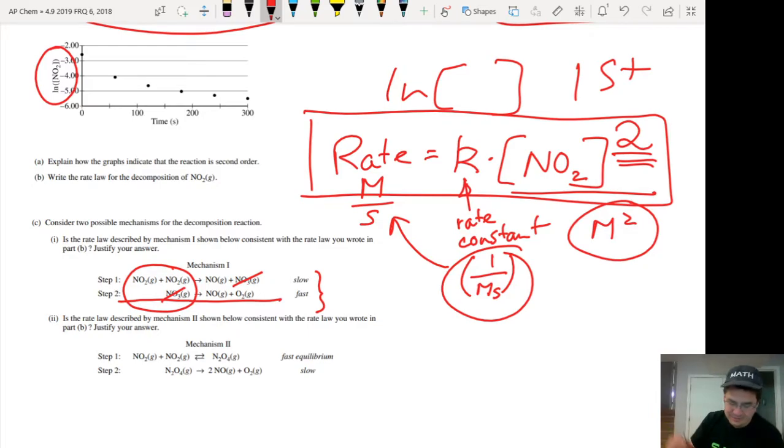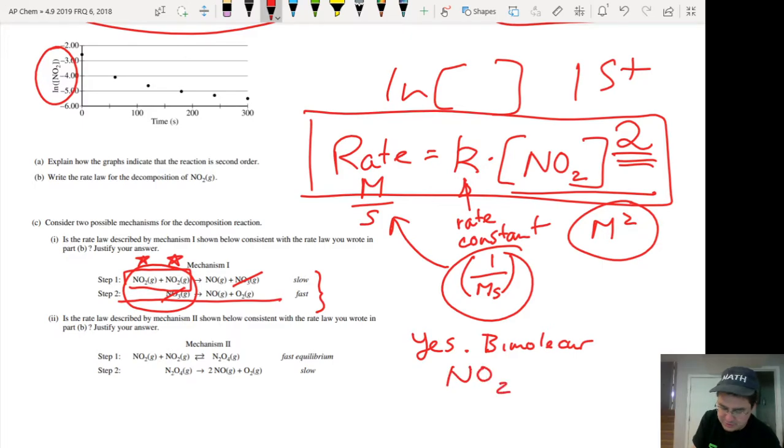So you look at the slow step by default. Everything else goes out the door. You look at the slow step, and if these two things are in the reactants, this is called a bimolecular process, because there are 2 things that have to hit. So the question is, is the rate law in the box consistent with the slow step? Yes. So you'd say yes, bimolecular, or you could say 2 molecules of NO2 must collide. So that first mechanism works.